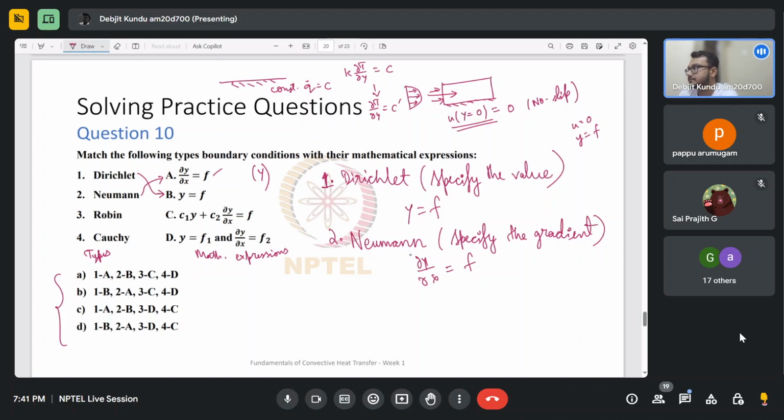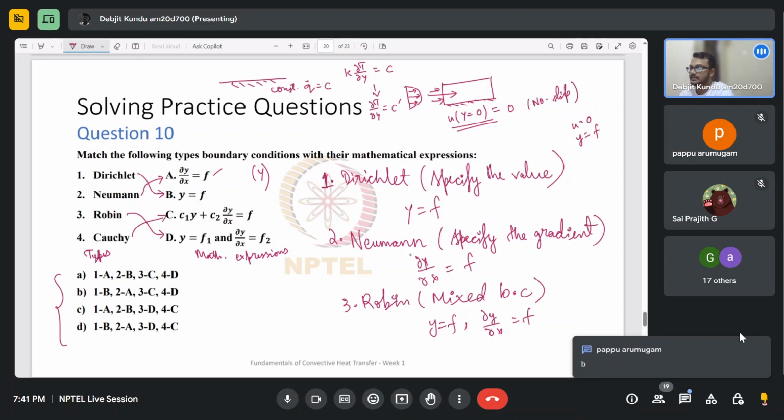Now come some interesting things. Robin boundary condition, which is also known as mixed boundary condition. So in Robin boundary condition, we specify both the value and the gradient. So both y equal to f and dou y dou x equal to f is mentioned. So Robin would be option D, and it leaves us Cauchy equation with this one.